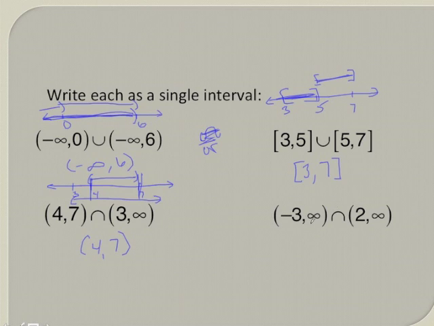From negative 3 to infinity, intersected with 2 to infinity. If we draw a quick graph, that helps me the most to picture it. Negative 3 to infinity would be here. 2 to infinity would be here. They only overlap from this on, so that would be 2 to infinity.